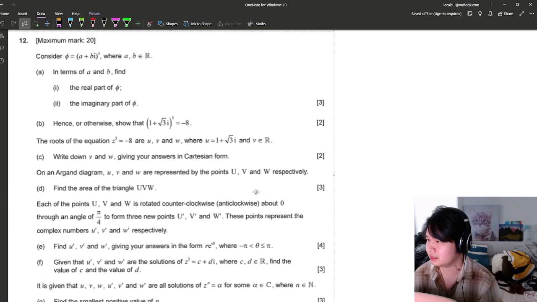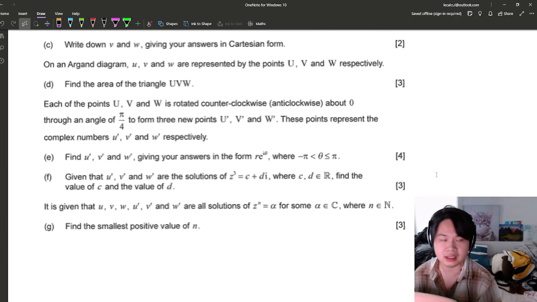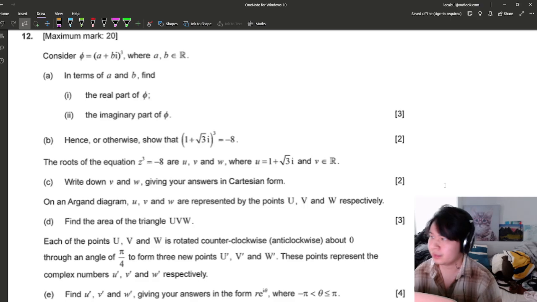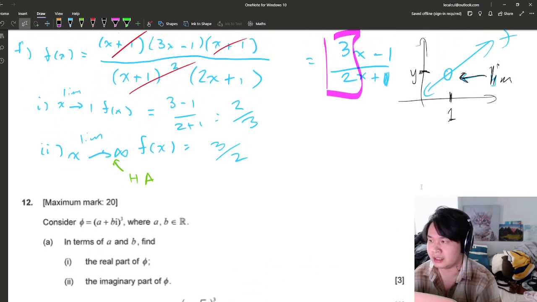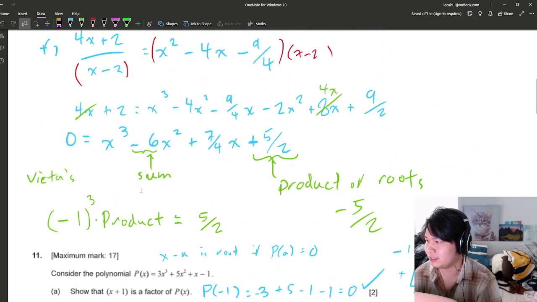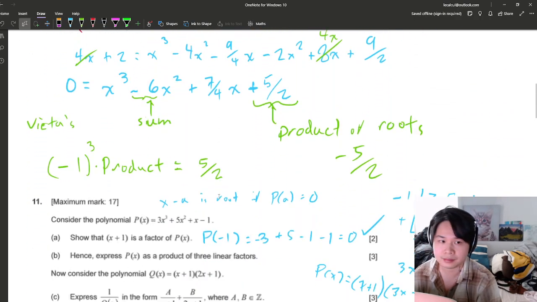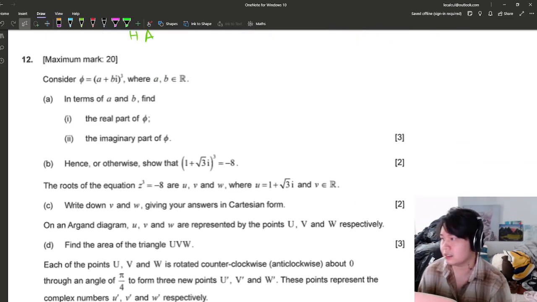And here's the complex numbers. I haven't seen one in this paper yet, so I was wondering when it would show up. 20 marks. It's been 31 minutes, so I'm on time. 17 plus 16. Okay, this should take me about 20 then.